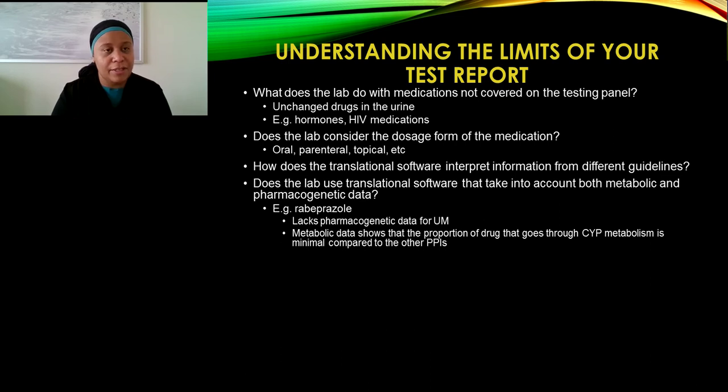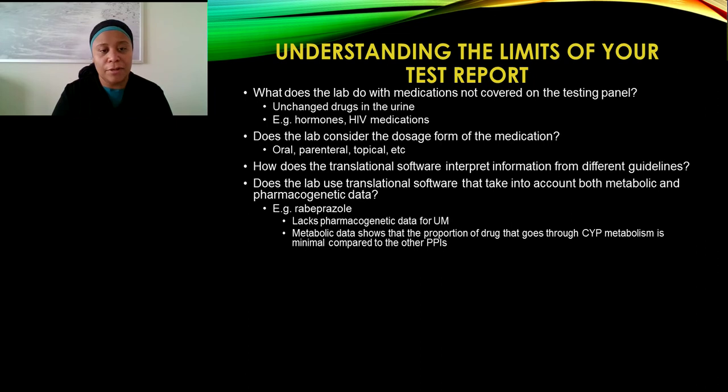Also try to understand the limits of the reports that you have. What does the lab do with medications not covered on the testing panel? Because when a patient fills out the form, they fill out all the medications, and then they're expecting to get results of each one of the medications. So how does the lab address those medications, like hormones or other medications that they do not cover? So do they just say the patient's okay with it, or do they specify that these medications do not go through the genetic pathway? Does the lab consider the different dosage forms? Do they look at oral, parenteral, topical?